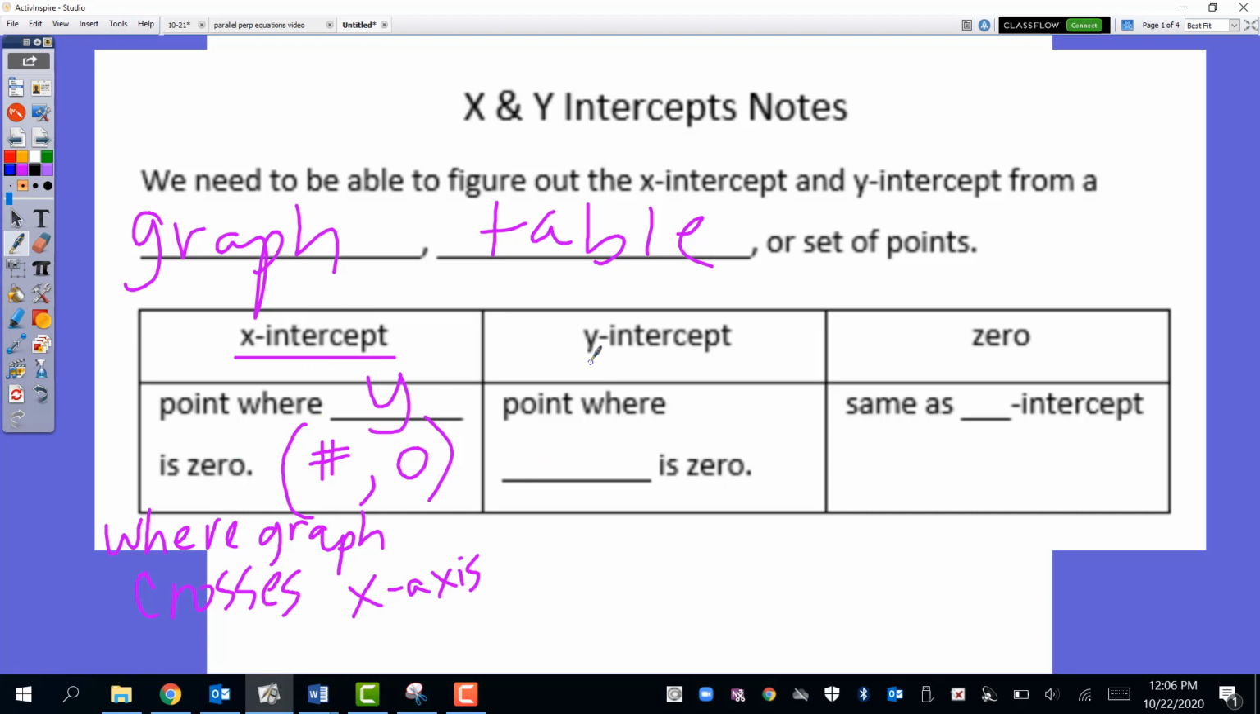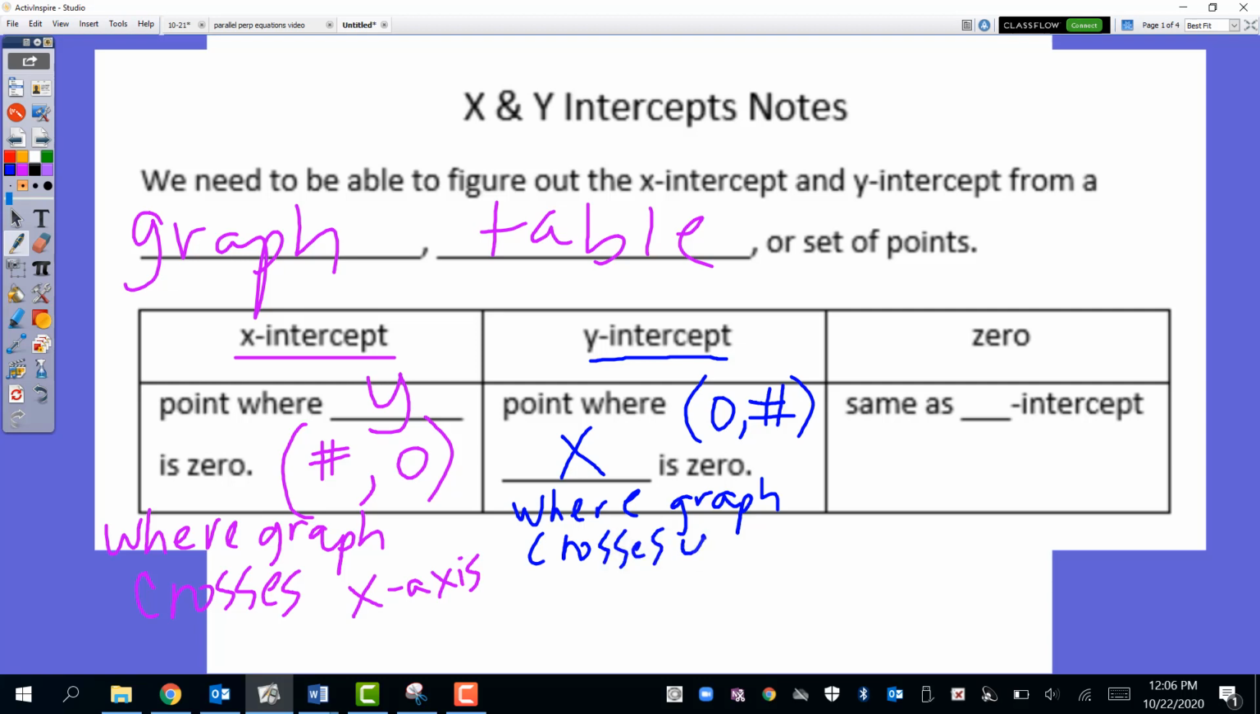For our y-intercept, now we're pretty familiar with the y-intercept. That's going to be the point where x is 0. So in my coordinate, that's going to be 0, comma, number, because we know the first number is x and the second number is y. So when x is 0, that's got to be written first. In our graph, that's where the graph crosses the y-axis. We've been identifying that for a couple weeks now.